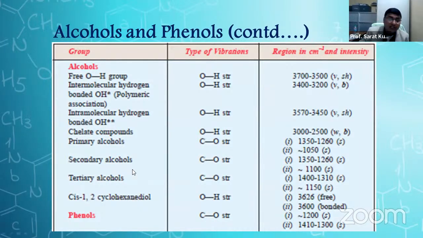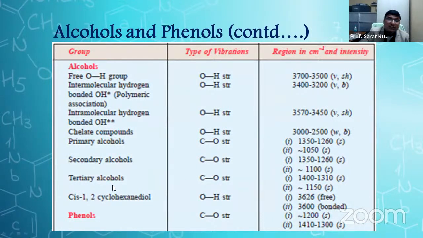Again, whether it is 1 degree, 2 degree or 3 degree can also be distinguished. You see the CO stretching is a very strong peak. If it is primary, you get it at 1050. If it is secondary, then it is 1100. If it is tertiary, then 1150. If it is phenol, it is 1200. That is an increment of 50: 1050, 1100, 1150, 1200.